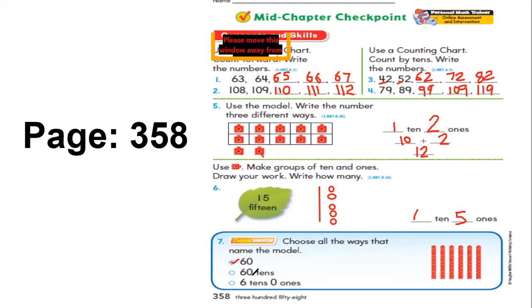Now, can you write it as 60 tens? No, you cannot write it as 60 tens. So, this is not the one. Now, 6 tens and 0 ones. Can it be like this? Yes, we can write it this way also. 6 tens and 0 ones. That gives you 60.